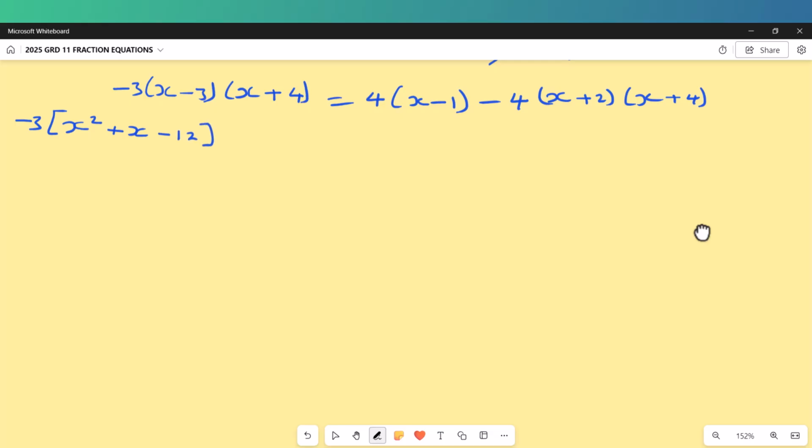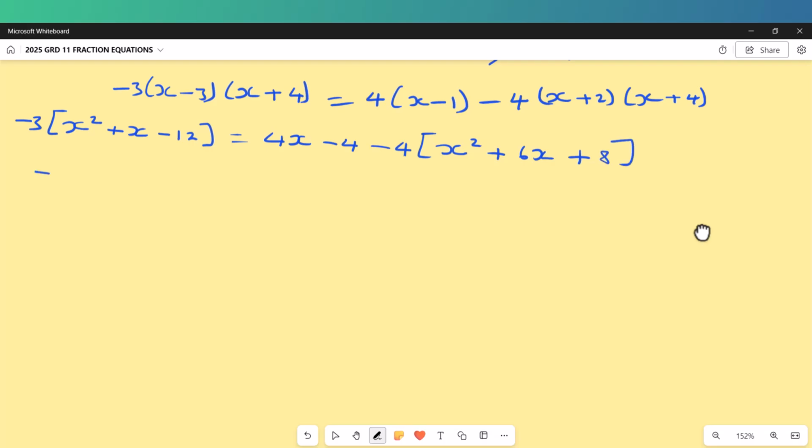Equals to 4 times x, that's going to be 4x here. 4 times negative 1, negative 4. I can say minus 4, open brackets again. I'm going to say x times x, that's going to be x squared. Then x times 4, that is 4x. 2 times x, 2x plus 4x, that is 6x. So plus 6x here. And then 2 times 4 makes it 8 here.